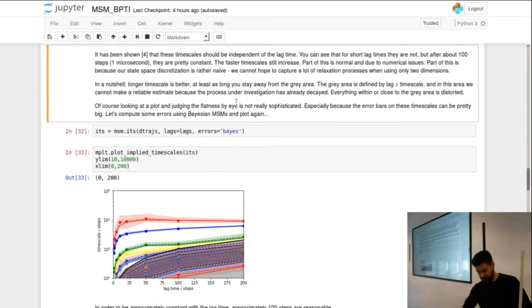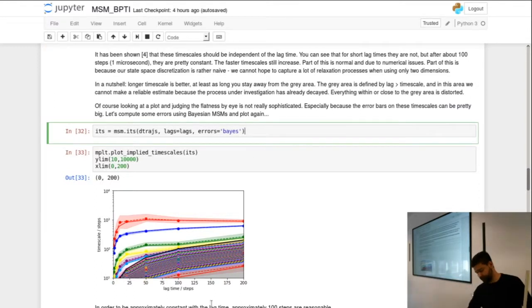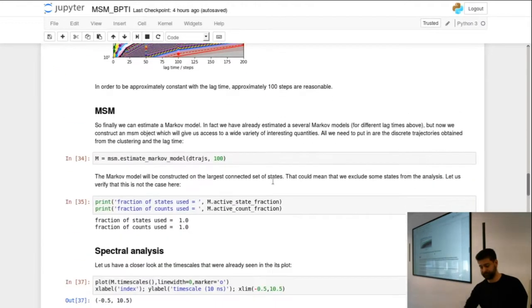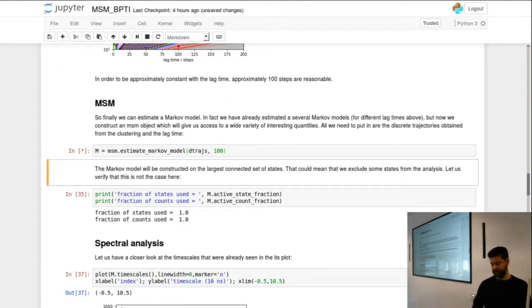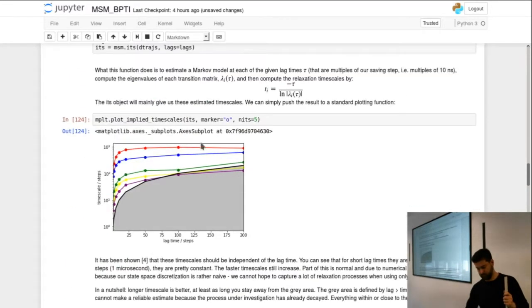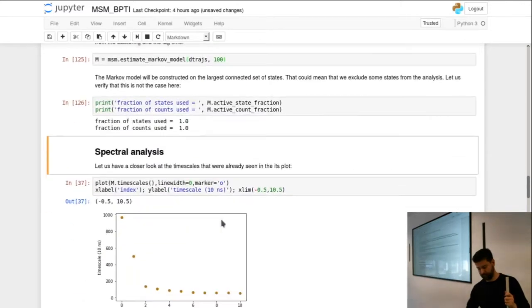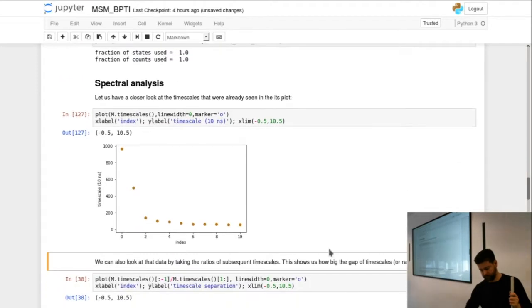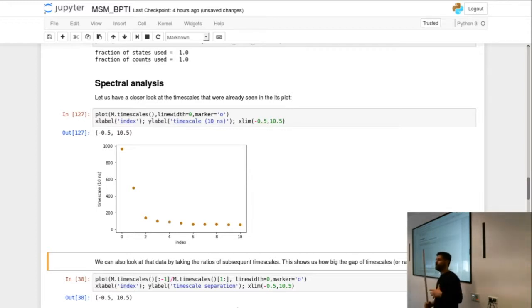As I told you, this is just advertising that you can put error bars on the timescales. We're choosing the MSM at 100 frames, okay, so the one around here, and we're showing you the spectrum of that MSM, and the MSM has 2 slow processes, and then a gap, and then the rest of them, they're all together.